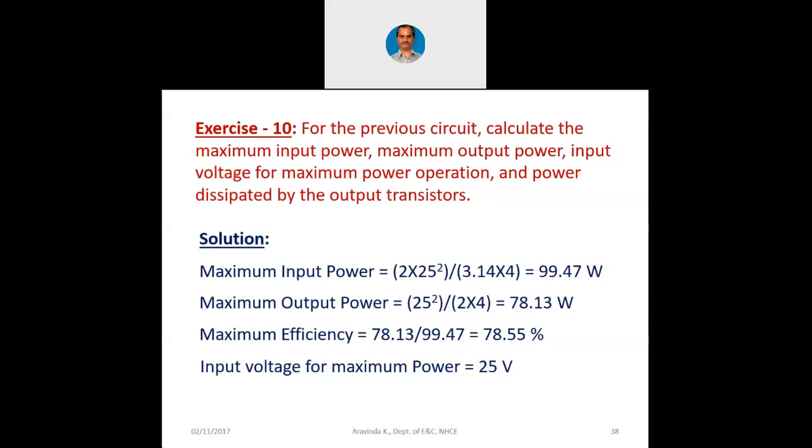Now lastly, P2Q, or the power dissipated by the output transistors. Here he has not asked for the individual transistors, he has asked for the total power dissipated by the output transistors. That is 99.47 minus 78.13, which is going to be 21.34 watts. So this is about the exercises regarding the class AB circuits, where the formulae are almost the same as for class B circuits. You will have to work out and remember these formulae.